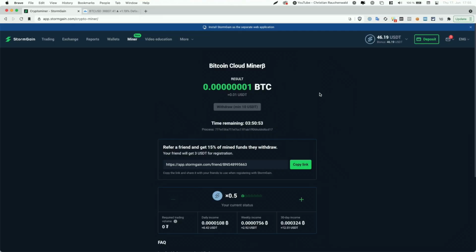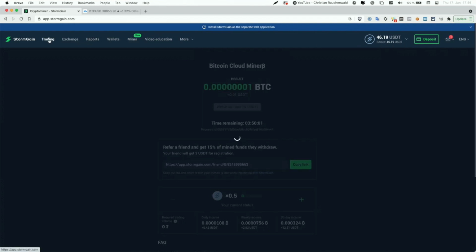And then if you're right, which means the price of Bitcoin, for example, goes up, you will basically be able to withdraw the profits as soon as you reach the minimum withdrawal amounts that are set out by StormGain. Now with that, let's go back to the StormGain website and look at the trading itself. So first of all, as we can see, I now have a 46.19 USDT bonus balance, and with that I can go to the trading section.